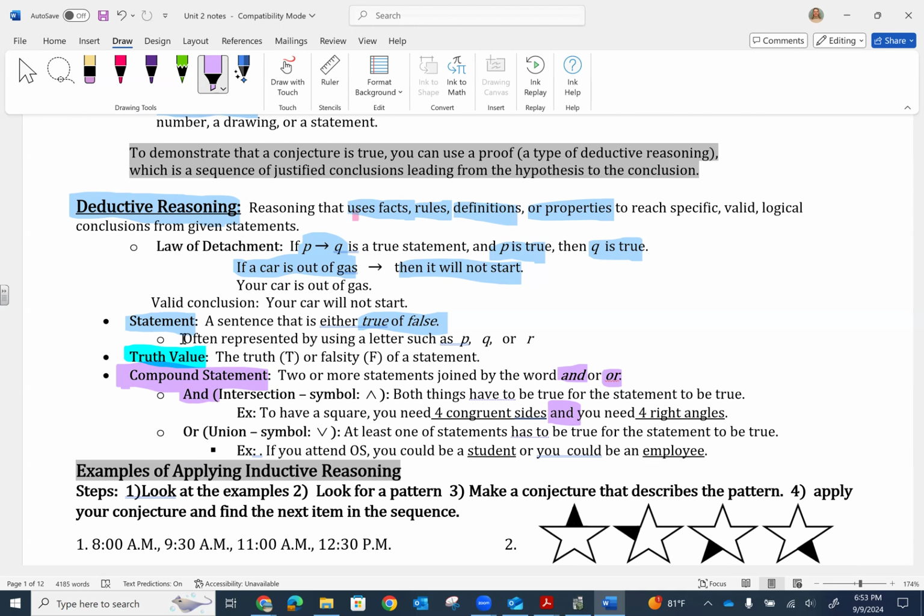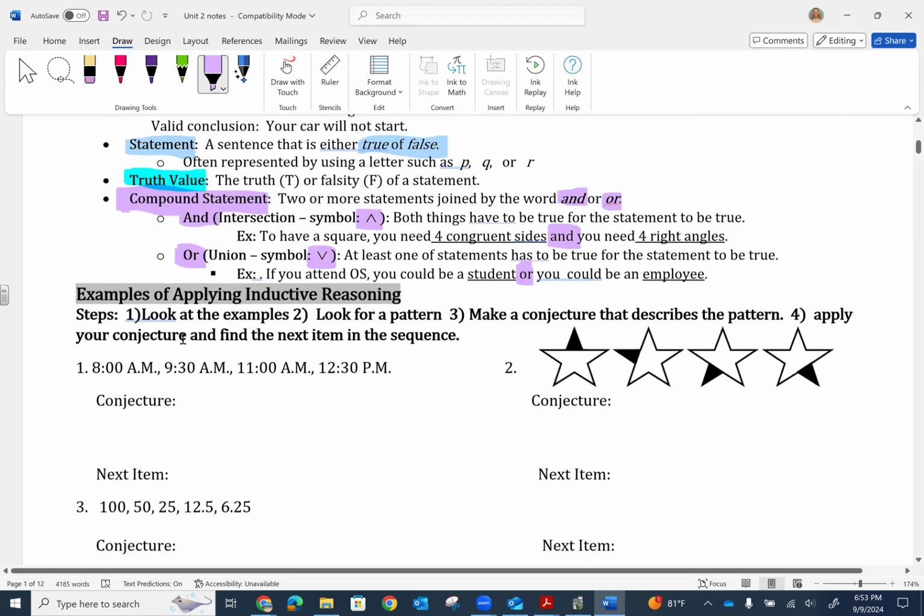But if you want to have a square, you need four congruent sides and four right angles. The "or" could be you could have one or the other. If you want to attend Olathe South, you could be a student, or maybe you could be an employee, or maybe you could be both. And so like maybe you get paid to be a student. So that'd be great. But "and" means you have to have both, "or" means one or the other, or you could have both. There are symbols that represent them: "and" is an upside-down V (∧) and "or" is a V (∨).